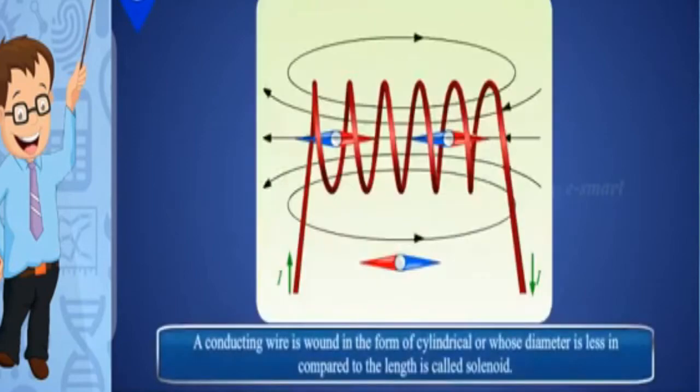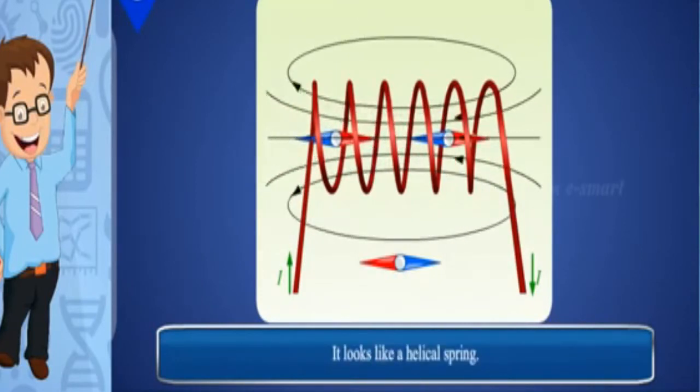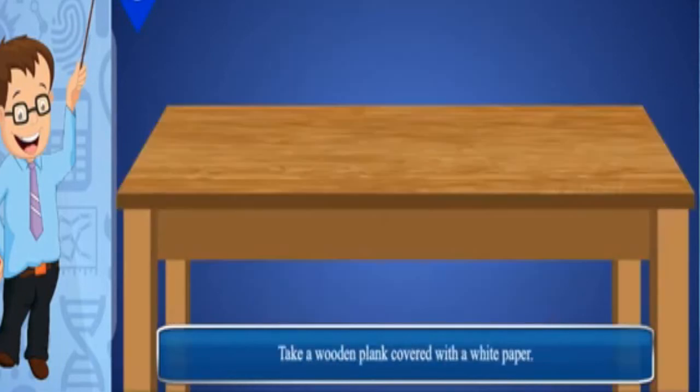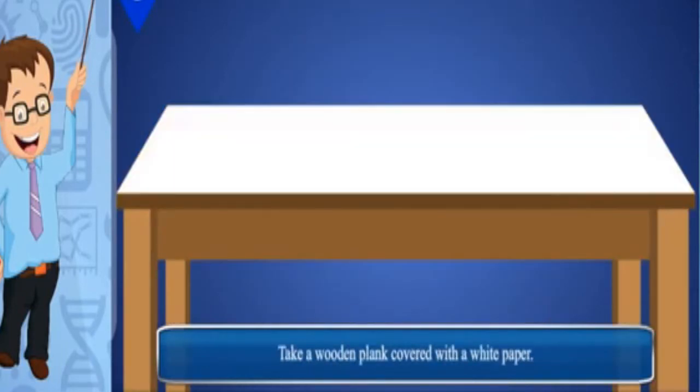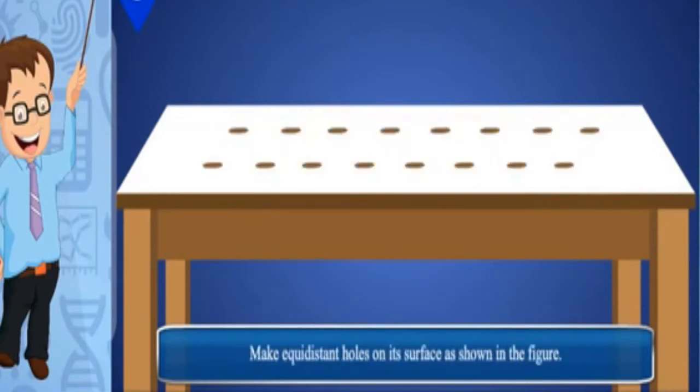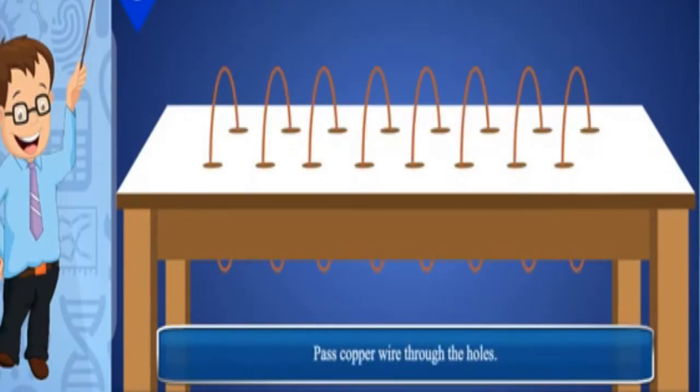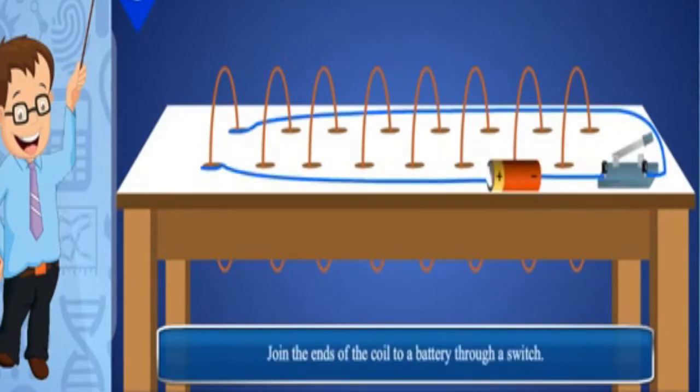A conducting wire wound in the form of a cylinder whose diameter is small compared to its length is called a solenoid. It looks like a helical spring. Take a wooden plank covered with a white paper. Make equidistant holes in its surface as shown in the figure. Pass copper wire through the holes. This forms a coil. Join the ends of the coil to a battery through a switch. Switch on the circuit.